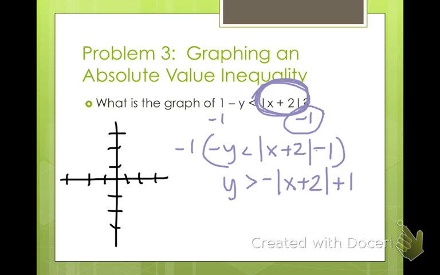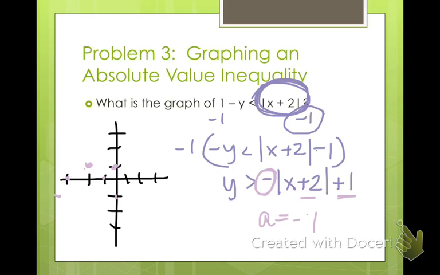I may have to add more points here. Okay, so we know that because it's a plus 1, we're going to go up 1. And because of this plus 2, we're going to go left 2. So here's our vertex. And is our absolute value going to open up, or is it going to open down? Well, because of this negative, it's going to open down. And then what's our slope? Our a is negative 1, so that means we're going to go down 1 over 1 from each point.